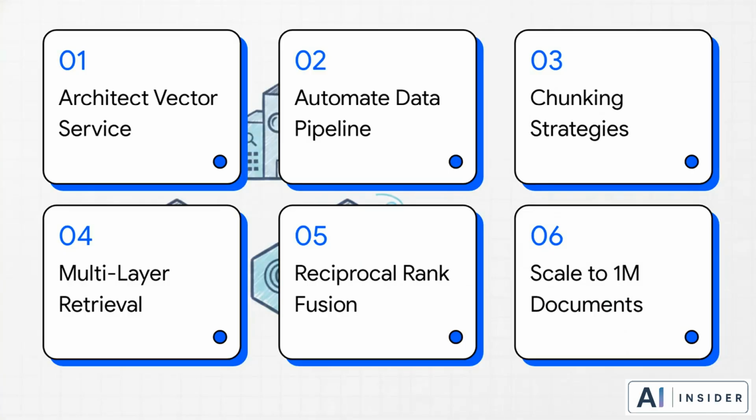Here's our roadmap for this explainer. First, architecting your vector service. 2. Ingestion and integrated vectorization. 3. Chunking strategies and trade-offs. 4. The multi-layer retrieval pipeline. 5. Breaking down reciprocal rank fusion. And finally, number 6, we'll look at scaling to 1 million documents. Let's just dive right in.